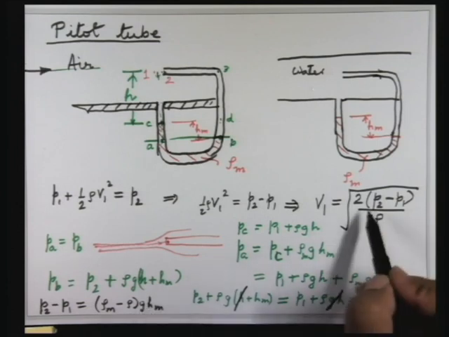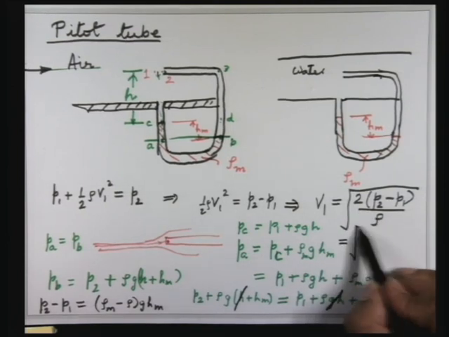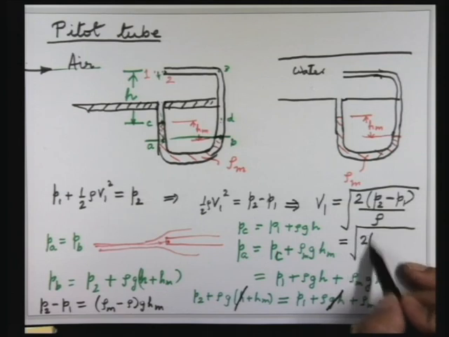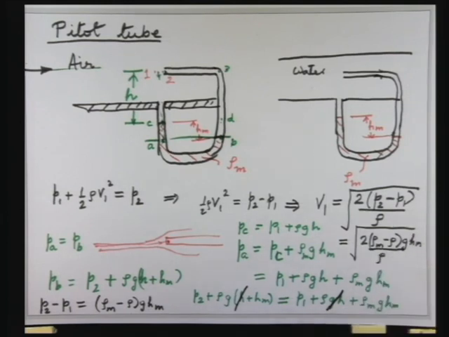Now this, if I substitute over here, V1 will be the square root of twice rho m minus rho g hm by rho. Now rho divided by rho is 1, and this I can write as rho m by rho.